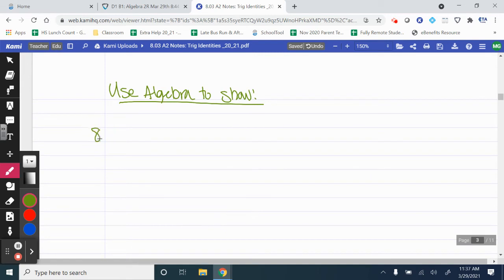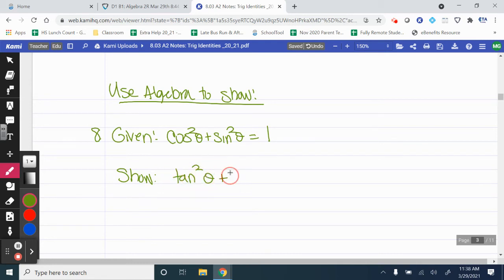So I'm going to give you a Pythagorean identity that we already know. Cosine squared theta plus sine squared theta equals 1. So that's the one we already know. And I want you to show that tan squared theta plus 1 equals secant squared theta. And this actually showed up on the regions before as well, just getting from one Pythagorean identity to the other.